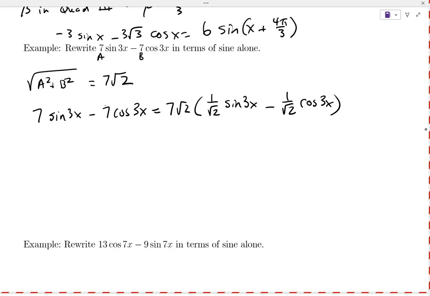Okay. We need to figure out an angle that gives us 1 over root 2 for its cosine and negative 1 over root 2 for its sine. Right? The number in front of sine of 3x is the cosine of the angle. The number in front of cosine of 3x is the sine of the angle. It's the opposite of the function that you see on there, right? Because that's not what the sum formula for sine looks like.